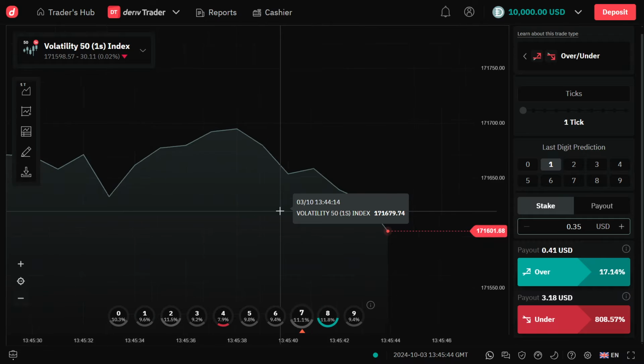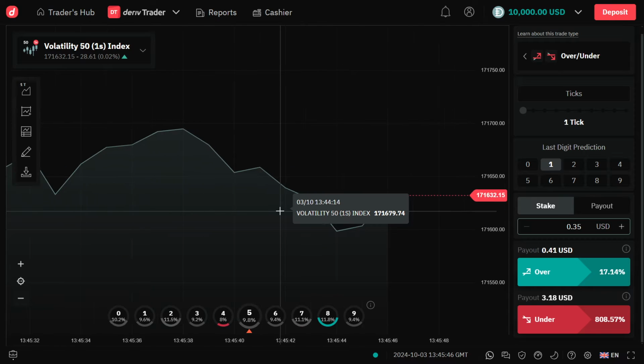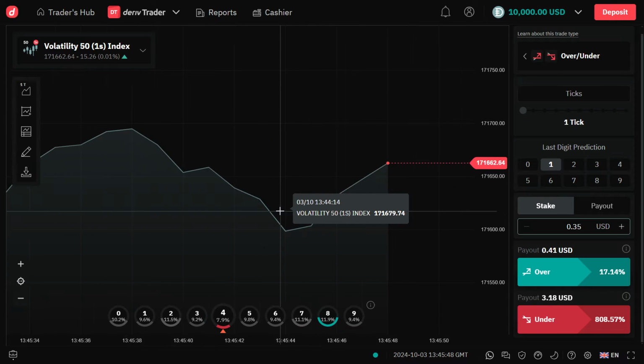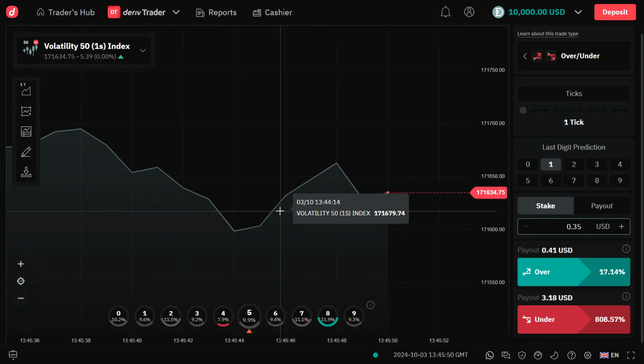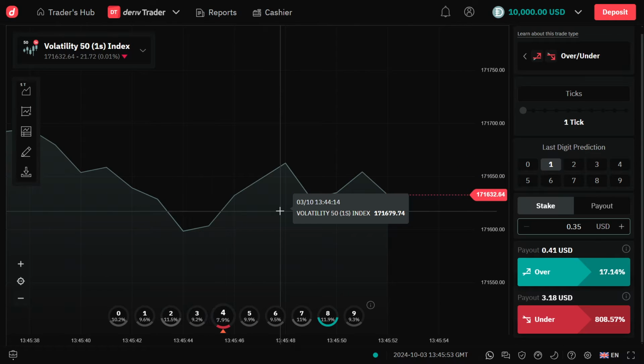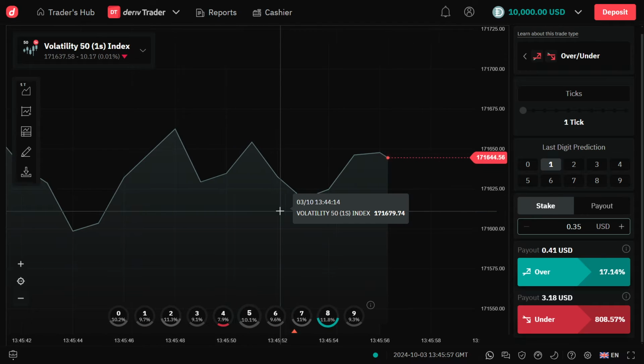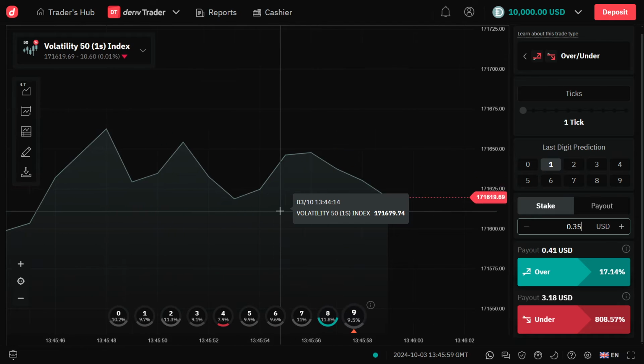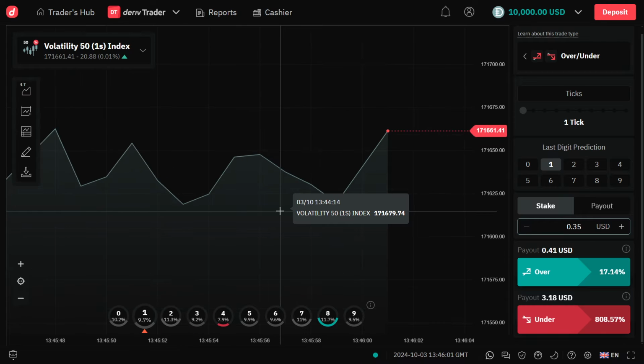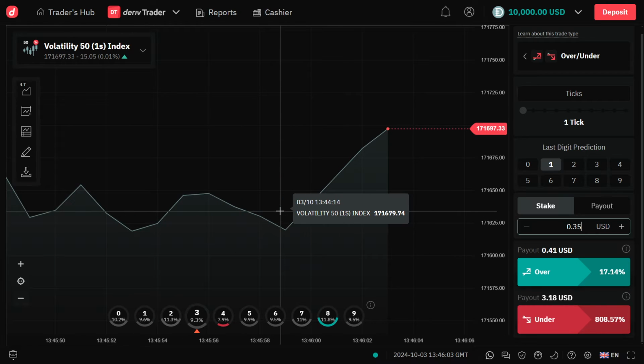So this is a strategy that, if traded wrongly, can make you incur losses. That is why you hear people saying, I traded with over 1 or under 9 or under 8 and then I incurred a loss. It is trading carelessly, okay? It is trading carelessly and not applying the correct strategies, okay?